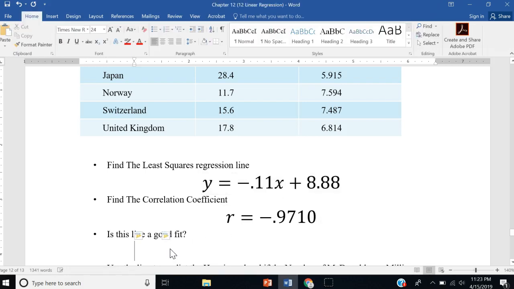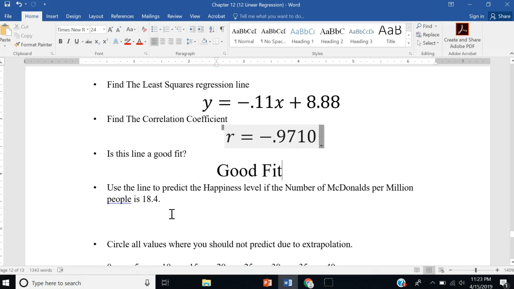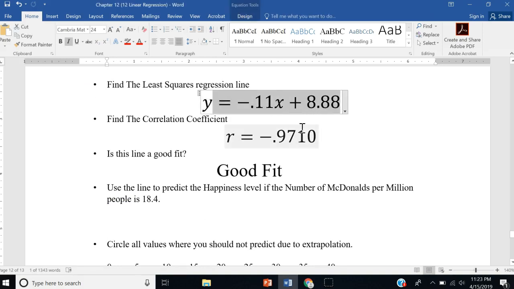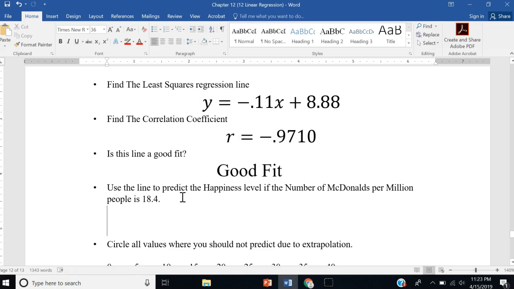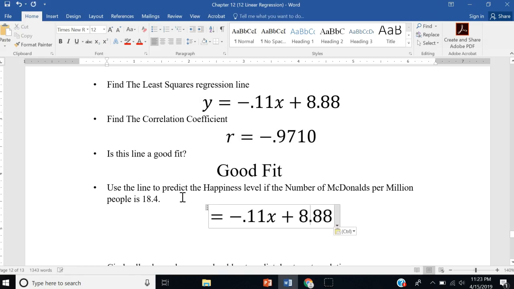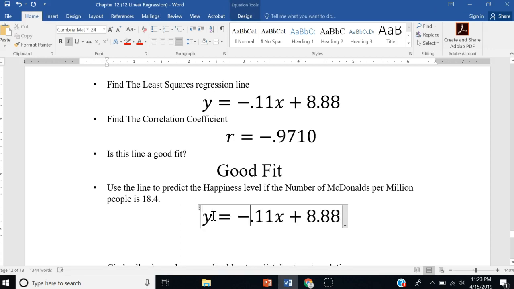This is a very good fit in terms of that correlation coefficient. That correlation coefficient is very, very close in absolute value to 1. So it's a very good fit in this case. And if we use the line to predict, well, all we have to do is say y values were the happiness level based on the Cantor ladder score, and x was the number of McDonald's.